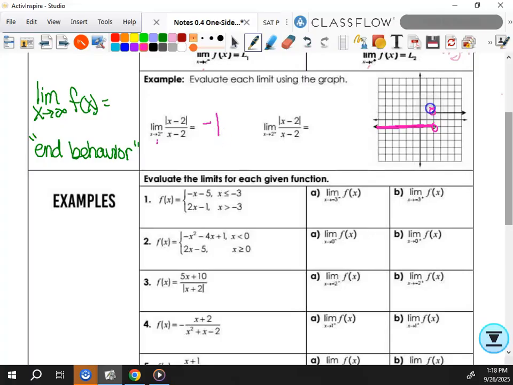When I approach 2 from the right, what do you think my limit is? 1, +1. Okay, does that part make sense?